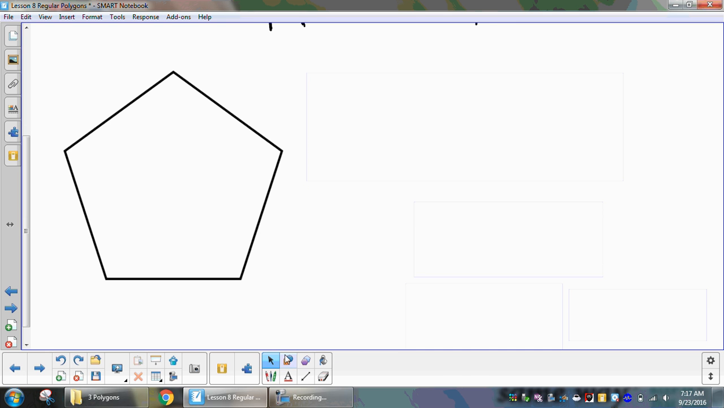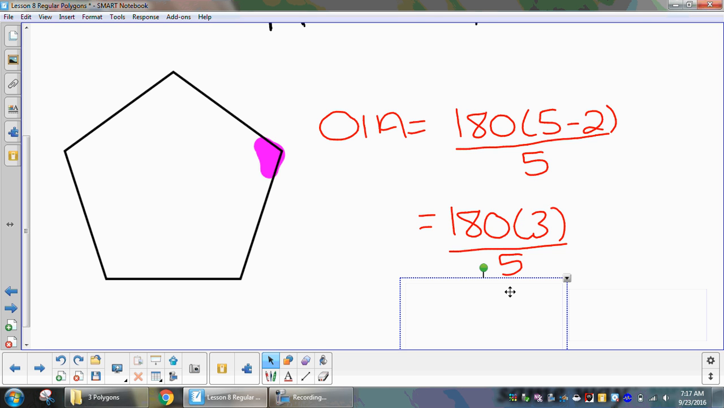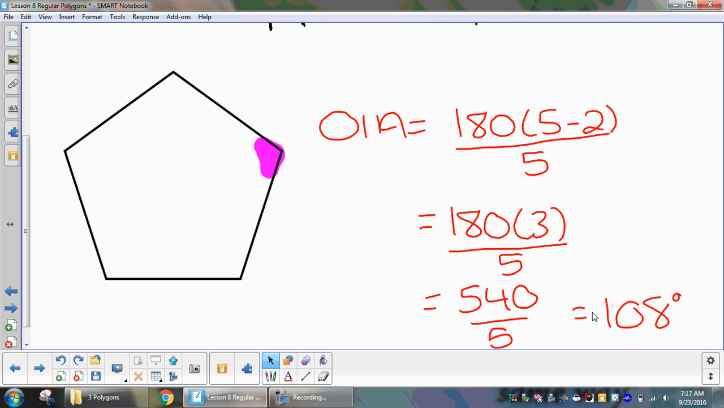So I've done this example here. I have a regular pentagon. It's got 5 sides. If I want to know how big this one interior angle is, I can use my formula. I can plug 5 in for n, because that's the number of sides and angles I have. And I can simplify and find out that in any regular pentagon, one of the inside angles is going to be 108 degrees.